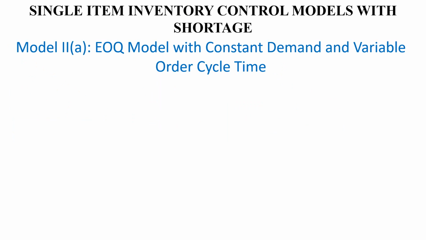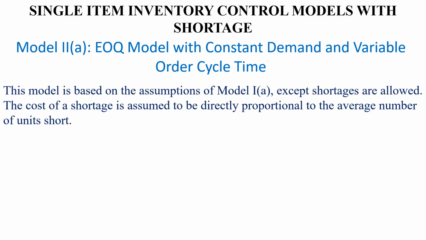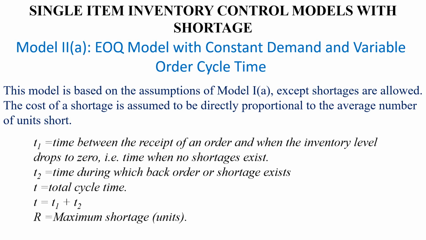Now we will discuss the EOQ model with constant demand and variable order cycle time with shortage. Let us consider this model is 2A. In this model, assumptions are similar to model 1A, which we discussed in lecture number 5, except the shortage. So in this model, shortage is allowed and the cost of the shortage is assumed to be directly proportional to the average number of units of shortage.